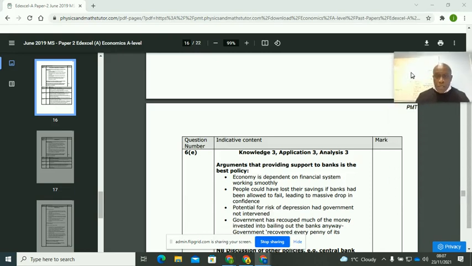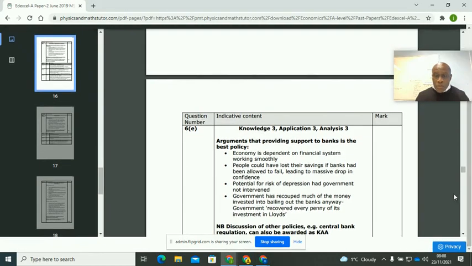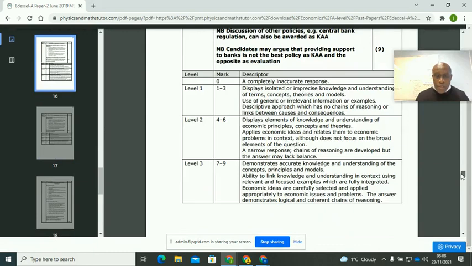This is the 15 marker: knowledge 3, application 3, analysis 3. What I want you to see is this: demonstrate accurate knowledge and understanding of the concepts, principles, and models, able to link knowledge and understanding in context using relevant and focused examples that are fully integrated. So basically, you mix everything up, just like a cake. You're mixing the milk up, you're mixing the flour up, you're blending it all together. It doesn't say demonstrates accurate knowledge of definitions. So bear that in mind, and I'll give you an example.